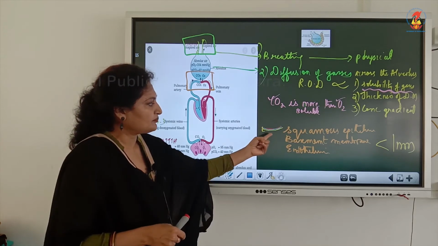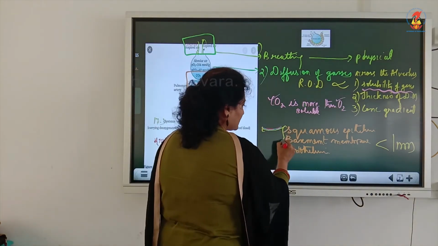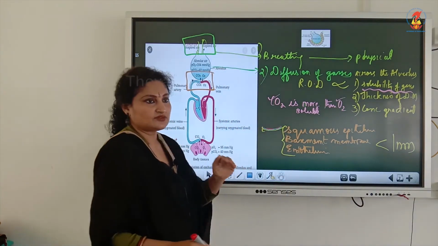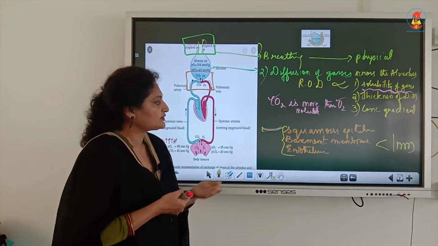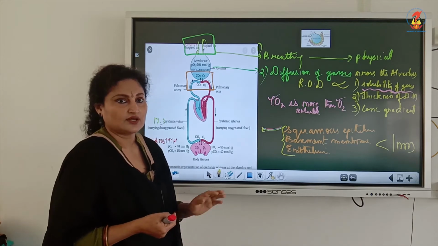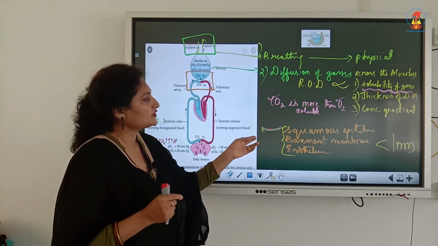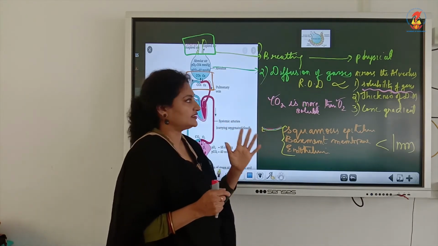If we list the membranes: the squamous of the alveolus, then there is a basement, and below the basement is the endothelium of the blood vessel. So all these constitute the diffusion membrane. It's very, very thin, it's not thick.